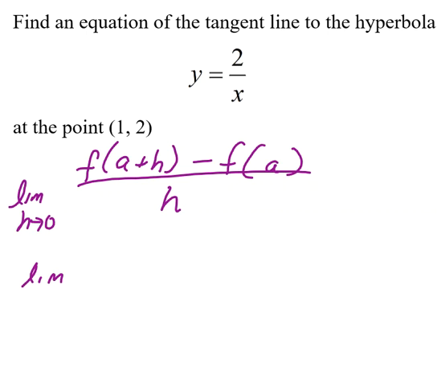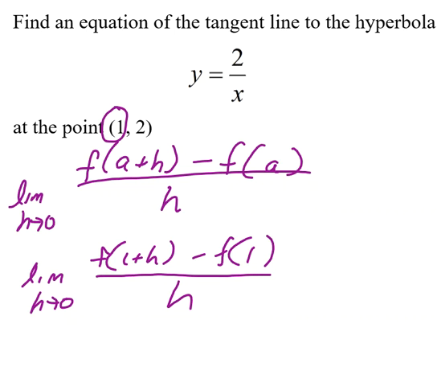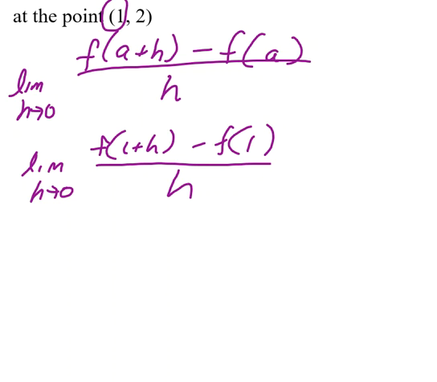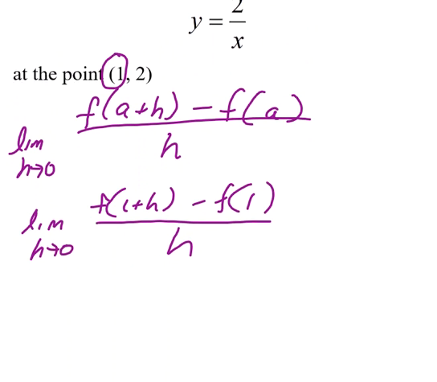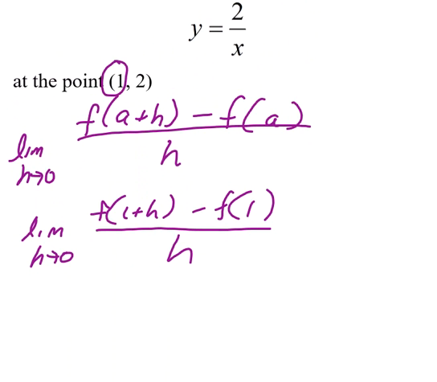So the limit as h approaches 0. For this problem, a is going to be 1, because that's the x value of the point of tangency. So we're going to have f of 1 plus h minus f of 1 all over h. So my function is 2 divided by x.